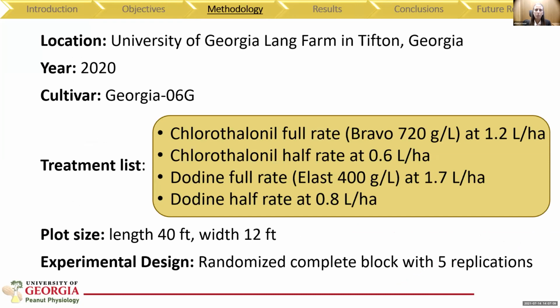So our experiment was conducted in Lang Farm, which is part of University of Georgia Research Center in Tifton, and it was conducted last year in 2020 using the cultivar Georgia 06G. For the treatment list, we used the two fungicides with two different rates. So we had chlorothalonil full rate and half rate, and then Dodine full rate and half rate. The size of our plot had a length of 40 feet and a width of 12 feet. And for the experimental design, we chose a randomized complete block with 5 replications.